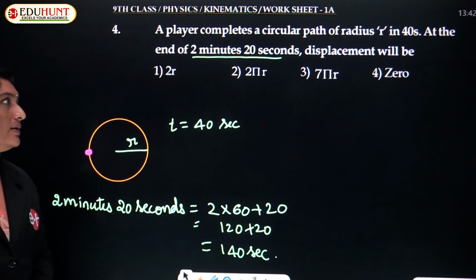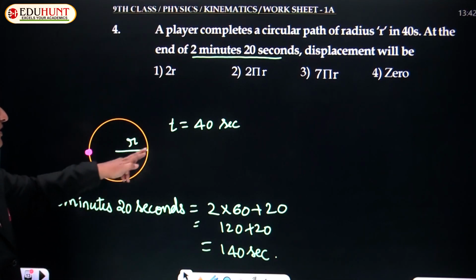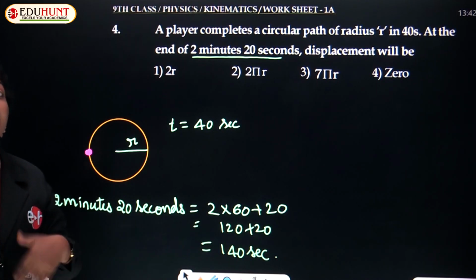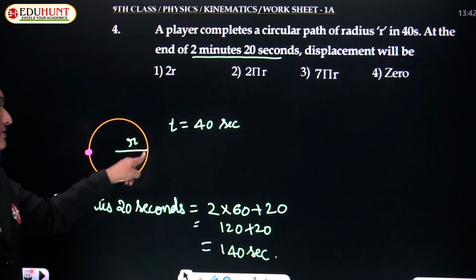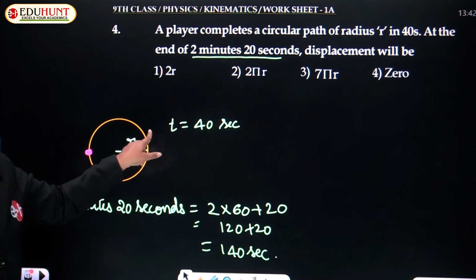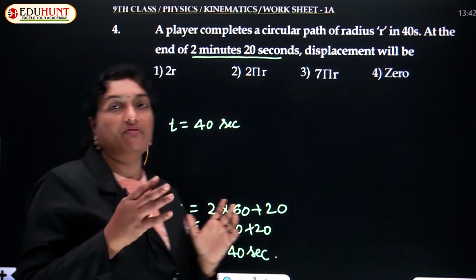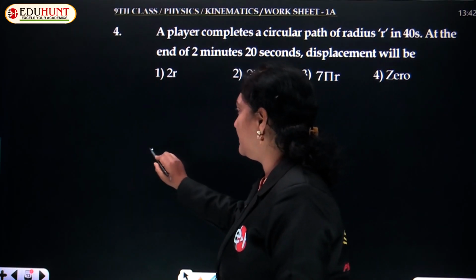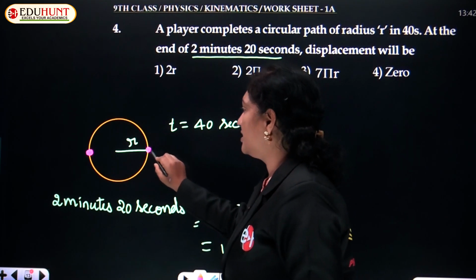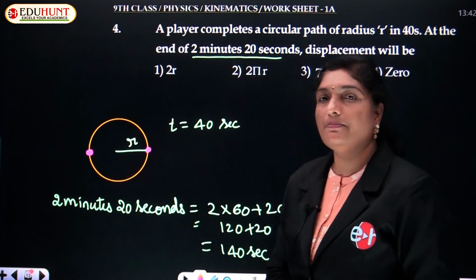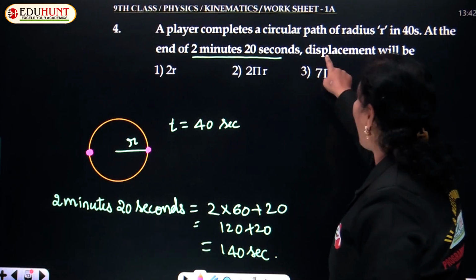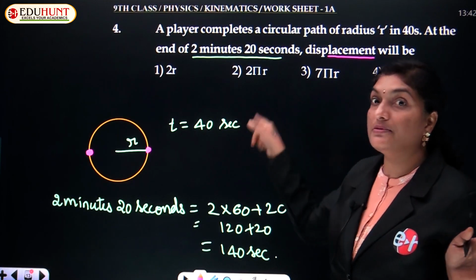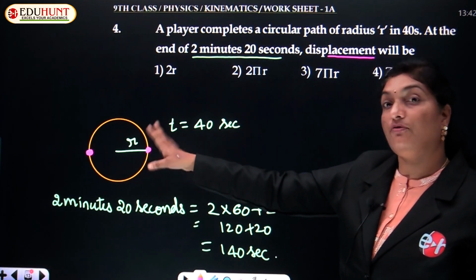A complete revolution takes 40 seconds, so in 20 seconds he covers only half a revolution. After 140 seconds, he finishes 3.5 rounds. In 120 seconds, 3 rounds, and in the remaining 20 seconds, half a round. So, 3.5 rounds. After that, his final position will be here. He started his journey here and he finished his journey at this position. Now you are only asked to find the displacement, not the distance. Distance means 3 times 2 pi r plus 1 time pi r.